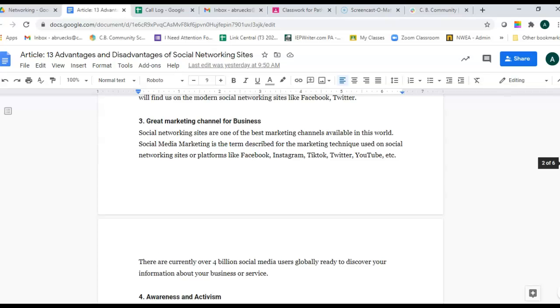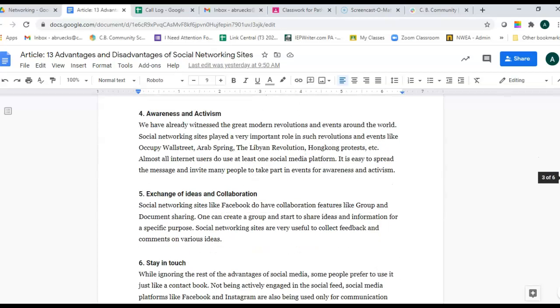And that's a good thing. Awareness and activism. Number 4, we have already witnessed the great modern revolutions and events around the world. Social networking sites played a very important role in such revolutions and events like Occupy Wall Street, Arab Spring, the Libyan Revolution, Hong Kong protests, and we can add Black Lives Matter to that. Almost all internet users do use at least one social media platform. It is easy to spread the message and invite many people to take part in events for awareness and activism.